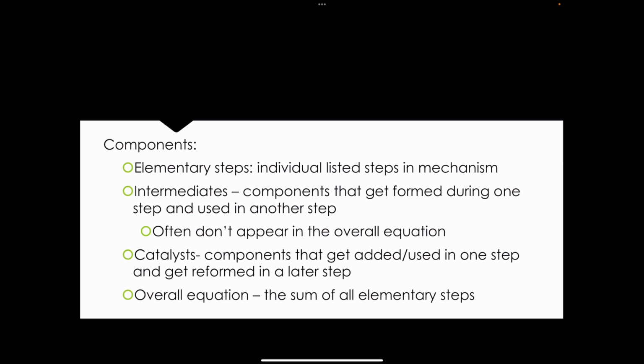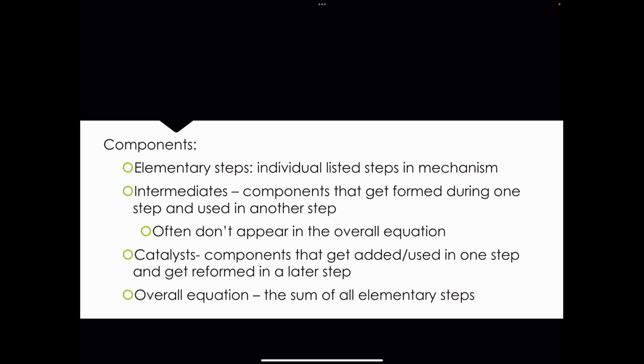So when we look at a mechanism, and we can express mechanisms a couple of ways, but they're going to have some primary key components. They're going to consist of elementary steps. So these are going to be the individual listed steps in the mechanism. So what is interacting with what at what stage? They're going to indicate intermediates.